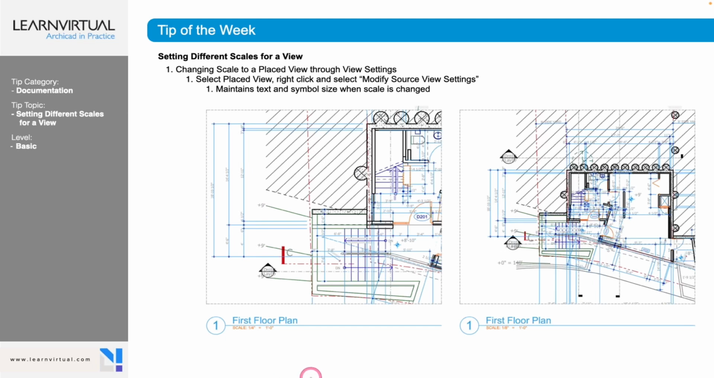Great example here. This view is using how this was drafted, so at a 1/4 inch here. But when we drop that down to 1/8 of an inch, you'll see that our drawing scale is smaller, but our text and our symbols stayed the same size.